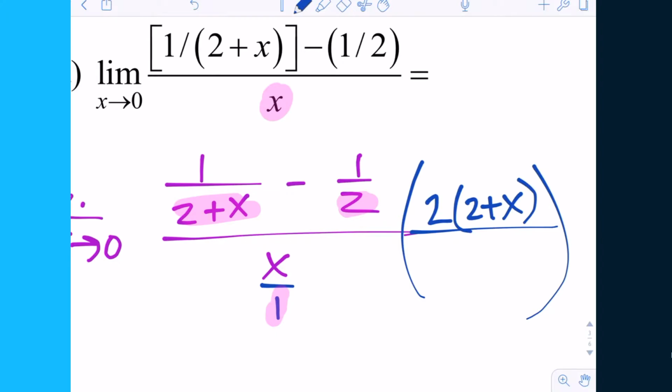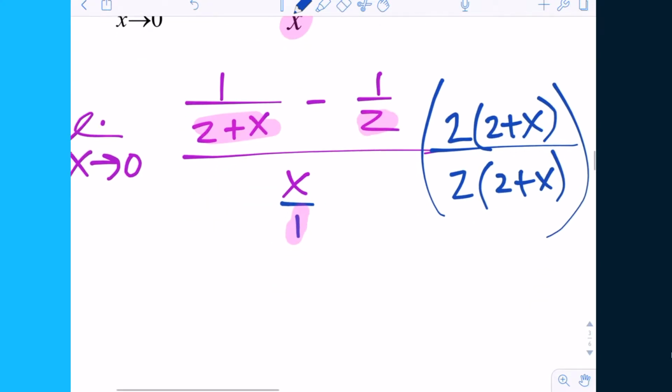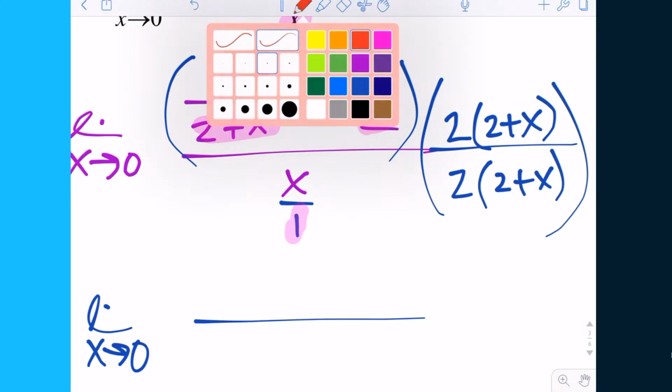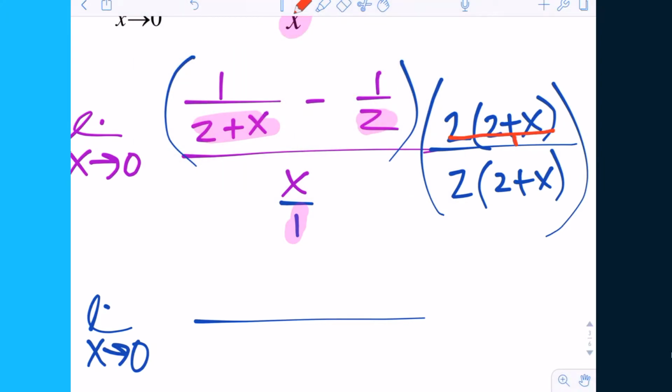So 2 times 2 plus x in the top and 2 times 2 plus x in the bottom. So we really just multiplied by 1. Now, here's how it works. The limit as x goes to 0. Remember, I'm writing it first. You're going to treat this as an upstairs-downstairs problem now. So the 2 times 2 plus x up there, really, it's like over 1, okay? But you don't need to write that because y'all are good calculus kids.